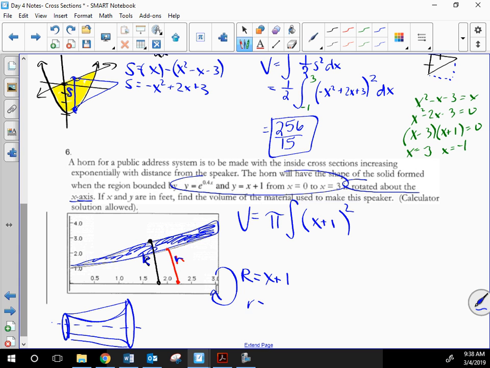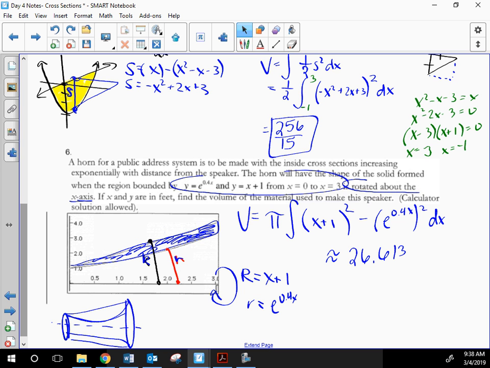And then my little r, top minus bottom: top function was e to the 0.4x minus, again, 0. So we have e to the 0.4x, squared, dx. This one was definitely calculated. But again, we have rotation, our cross sections are circles, we have pi r squared. And the answer for this one was 26.64. So if it says it's rotated, then going back to our cross sections, they're going to be circles. But if it's not rotated, it's going to be other cross sections.